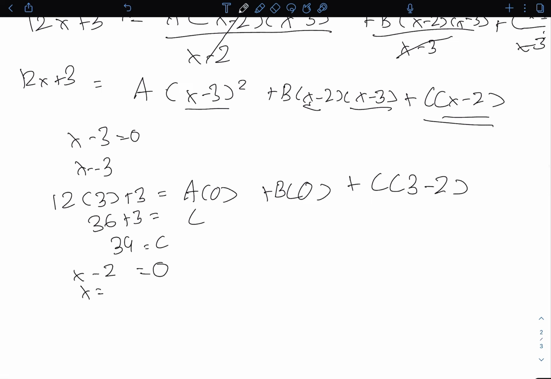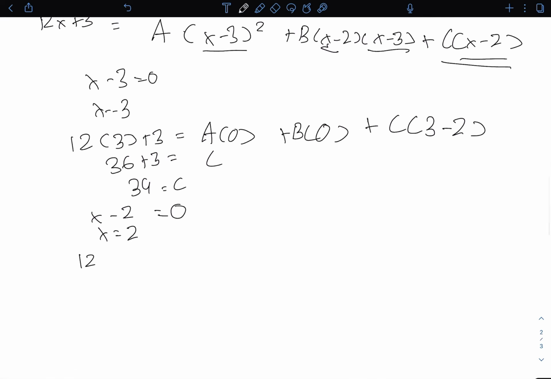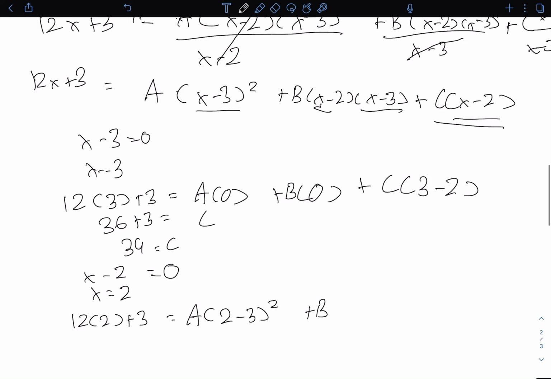And so x is equal to 2. 2 plus 3 is equal to a(2 minus 3) squared plus b. You can see x minus 2 over here is going to be 0, so there's no need to write it. And c as well, this is going to be 0, so there's no need to calculate.